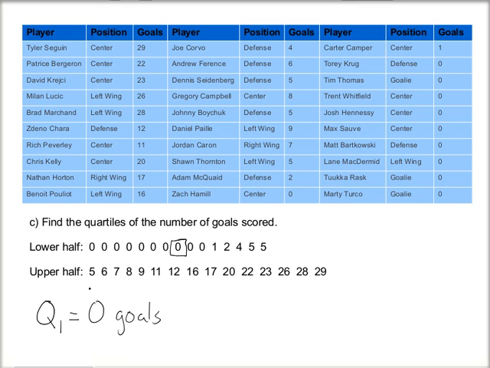For the upper half, I'll also count over 8. 1, 2, 3, 4, 5, 6, 7, 8. So the median of my upper half is 16, which means my third quartile, Q3, is equal to 16 goals. So that's part C.